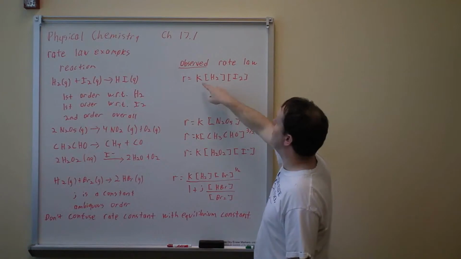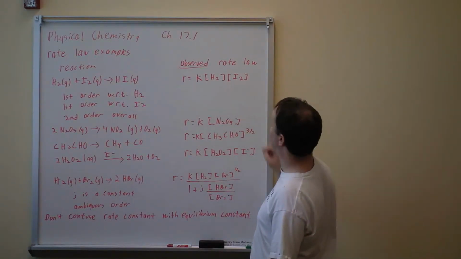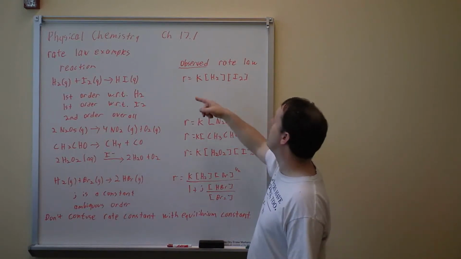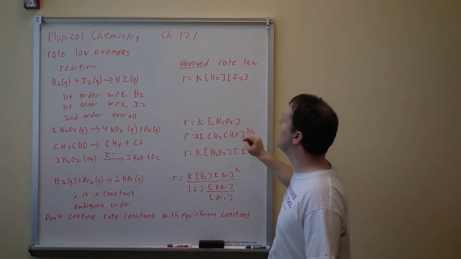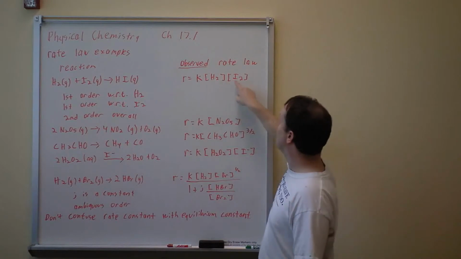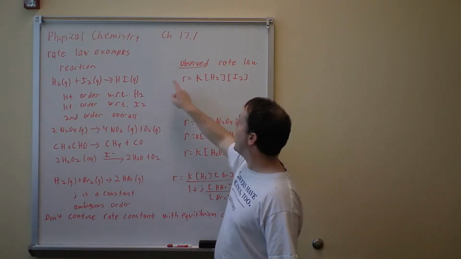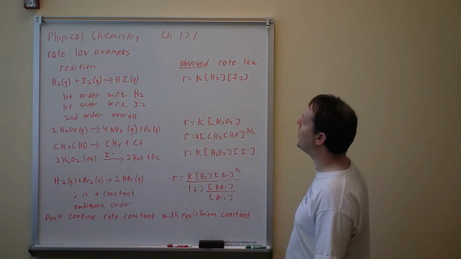So the rate is just going to be the constant times the concentration of hydrogen times the concentration of the iodine. This is easy to understand because both reactants are here, and each one has a 1 there. You can always leave out the 1. So we say that this reaction is first order with respect to the hydrogen, first order with respect to the iodine. Therefore, you just add 1 plus 1 and get 2, and the reaction is second order overall.